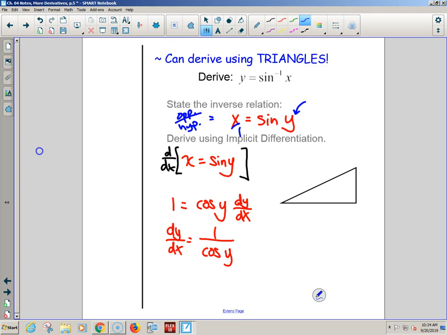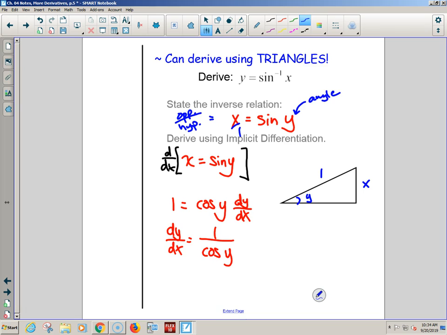Anything inside a sine is an angle. True? So if I were to label a triangle, wouldn't that be y, and wouldn't that be x, and wouldn't that be 1? Think about it. Any sine of y is an angle, opposite over hypotenuse, my x over 1. What am I missing from my triangle?